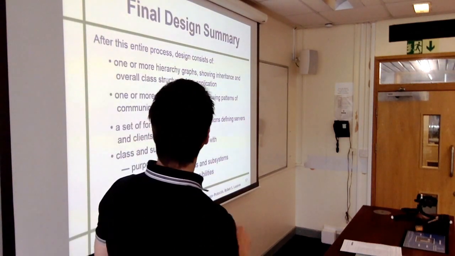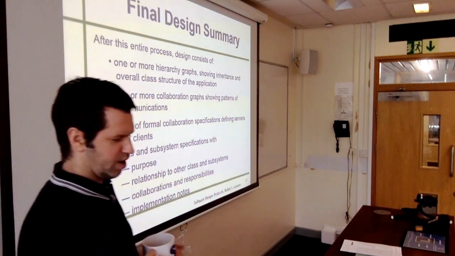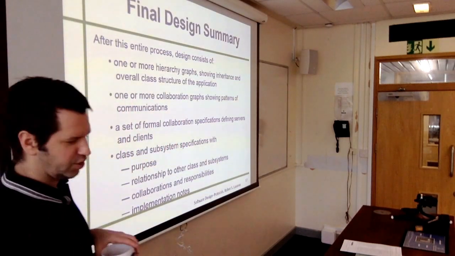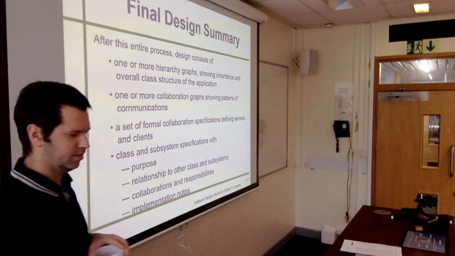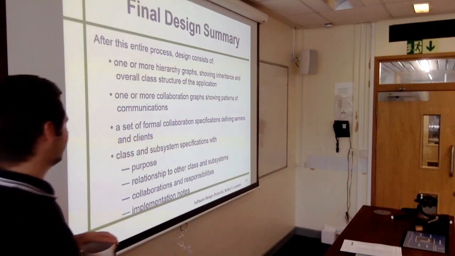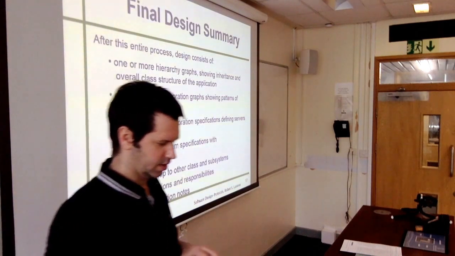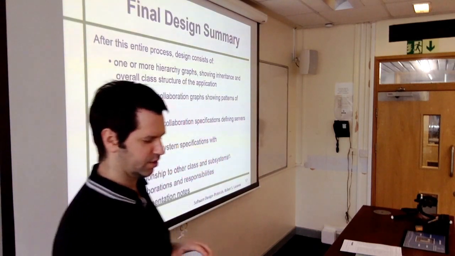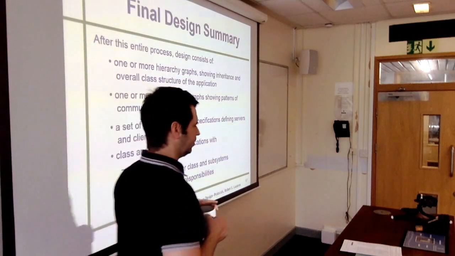Right? So after the entire design documentation process, we have one or more hierarchy graphs showing inheritance and overall class structure. We have one or more collaboration graphs, although the collaboration graphs are not required in this first assignment. A set of formal collaboration specifications defining servers and clients, and then class and subsystem specifications with the purposes described, the relationship to other classes and subsystems, collaborations and responsibilities, and implementation notes.